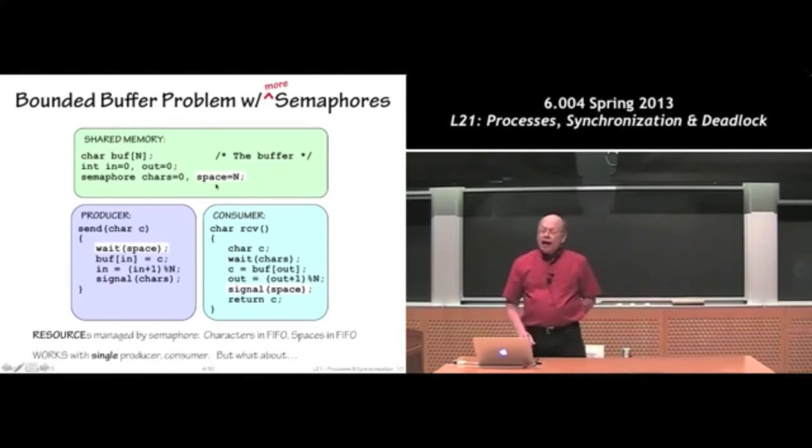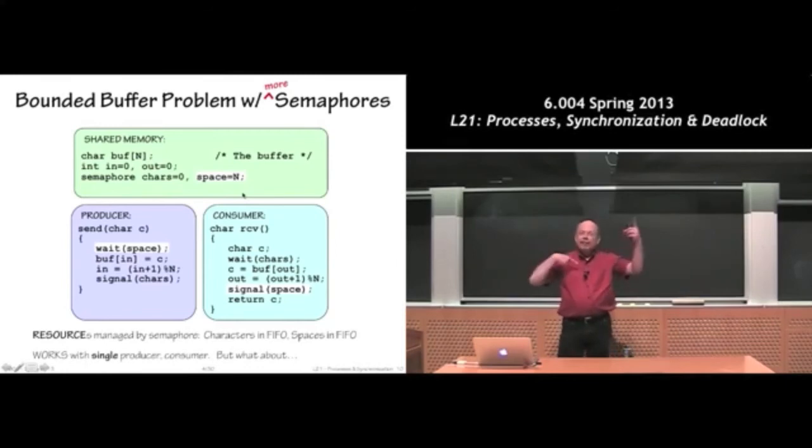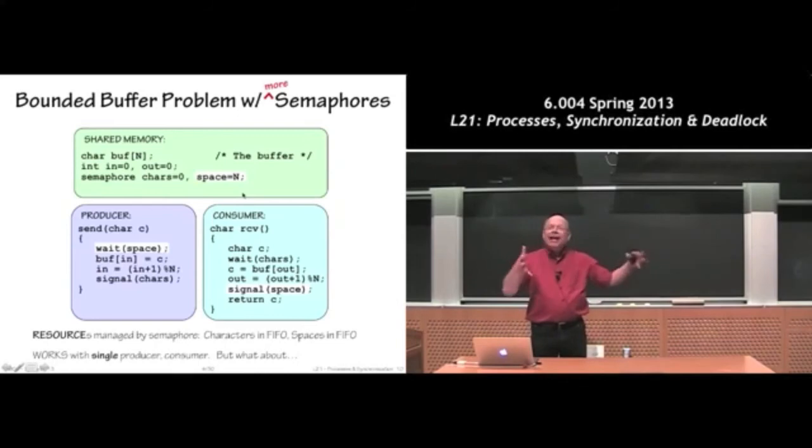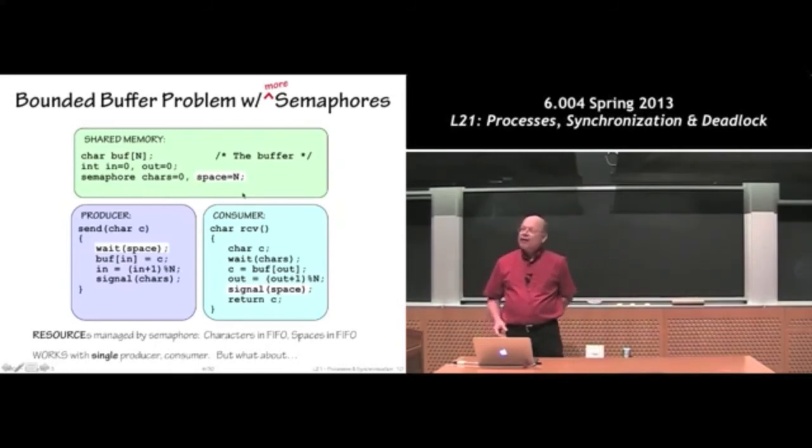And after we've done that, what do we expect the character semaphore to be? N, right? So what do you think the sum of chars plus spaces should be at any given moment? N, right? We should completely account for the buffer. It'll be partly spaces and partly characters. So that's sort of the invariant here.